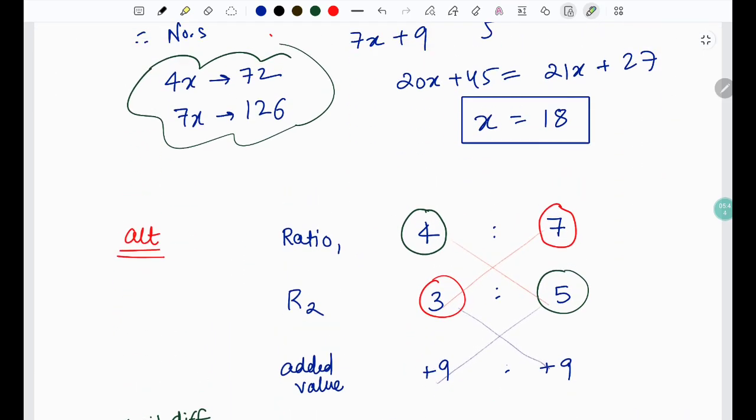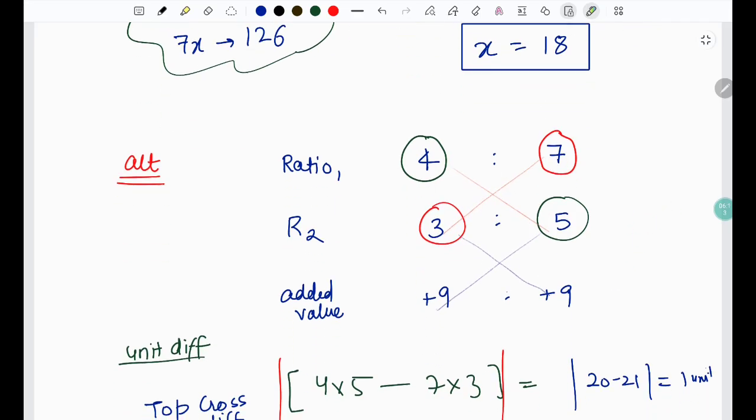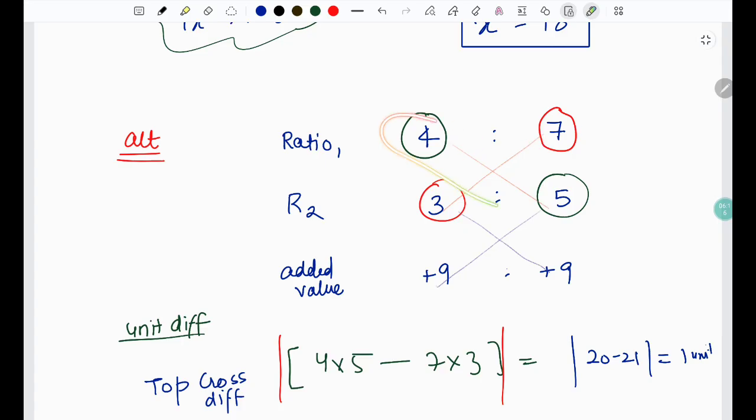Let's see the alternate method. The ratio 1 was 4:7, ratio 2 was 3:5. The added value in both numerator and denominator was plus 9. So what we have to do is first use the top two rows, that is 4, 7, 3, 5. We'll be multiplying 4 times 5 minus 7 times 3 in a modulus. The difference will come out to be the top cross difference, 4 times 5 minus 7 times 3 under the modulus. This becomes 1 unit.